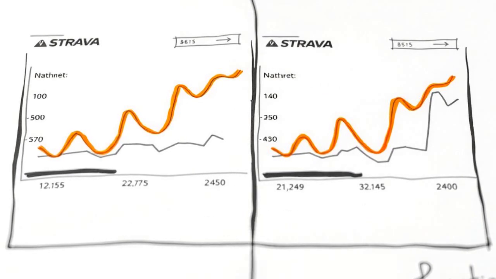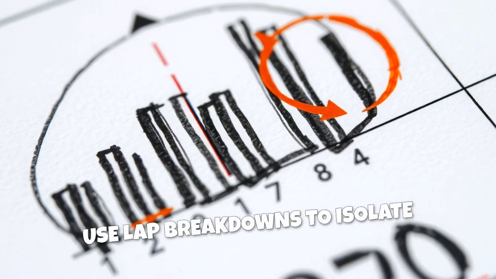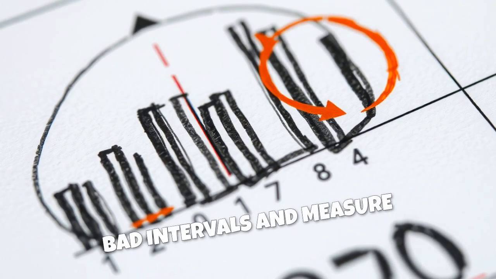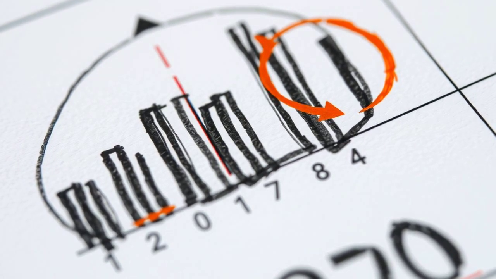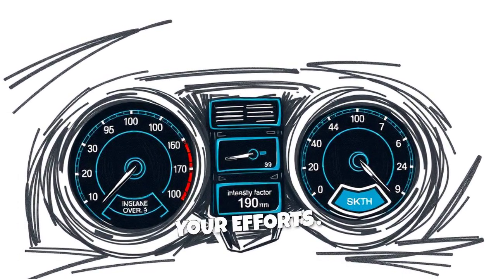Compare recent similar activities to spot improvements or recurring weaknesses. Use lap breakdowns to isolate bad intervals and measure recovery time. Check normalized power and intensity to judge quality of your efforts.